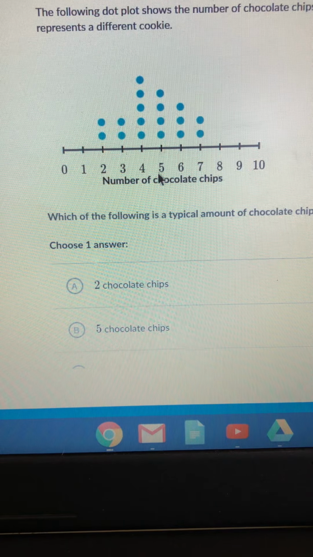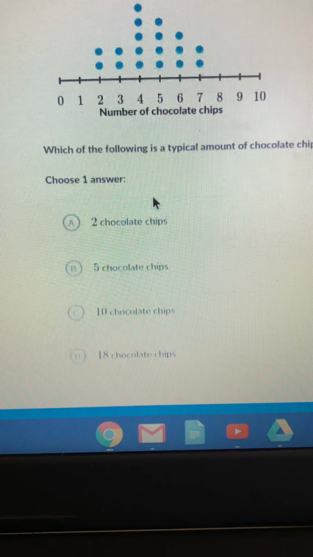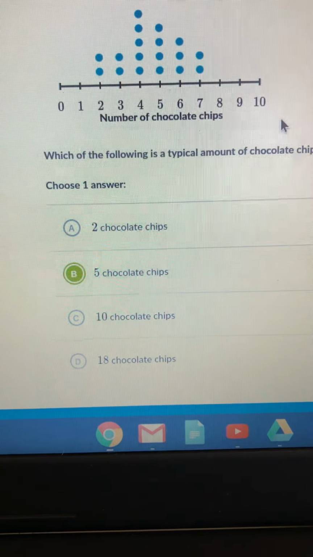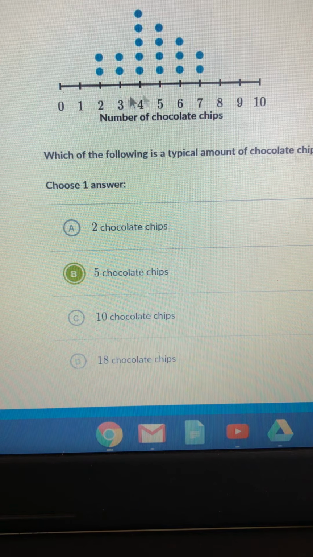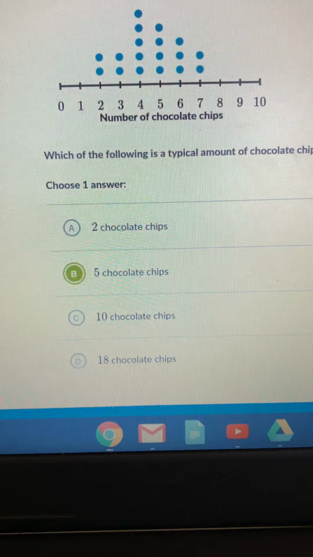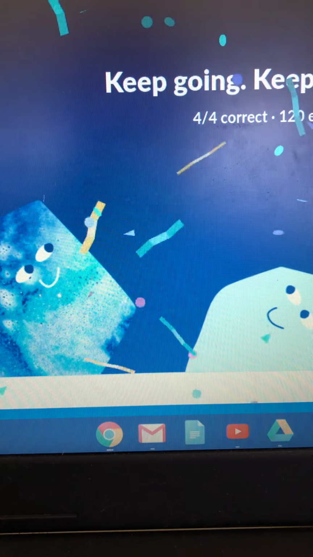4 or 5 is what I'm looking for down here. Now 4 is not an option, so I'm going to go with 5. 5 is most likely the average. If we were to add them all up and divide by the number of cookies we have, I'm guessing it's going to be 5. Okay, so 5 is the average, that is the typical. It's what's occurring the most frequently.